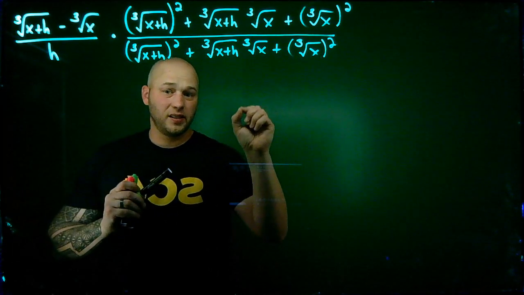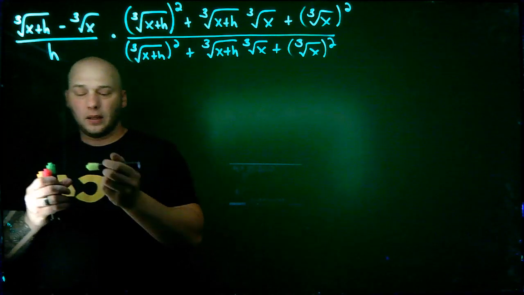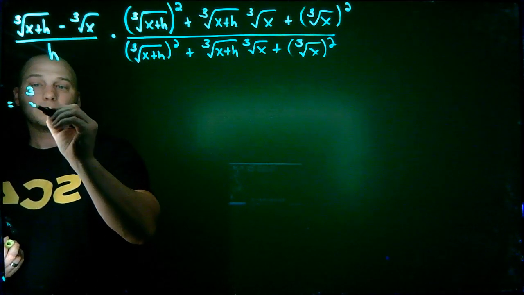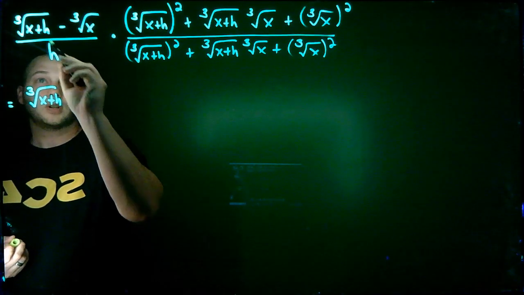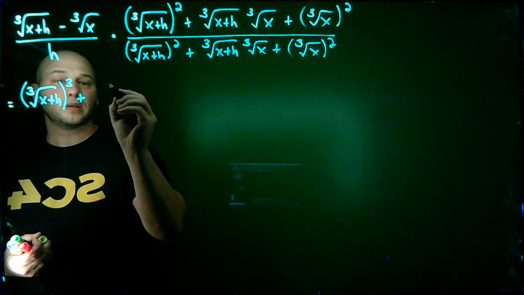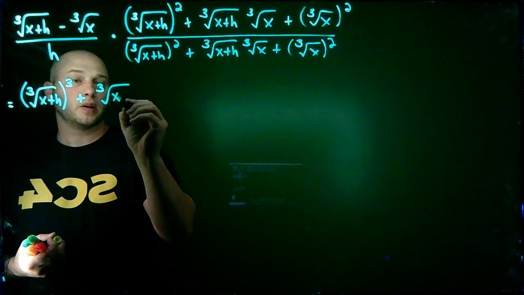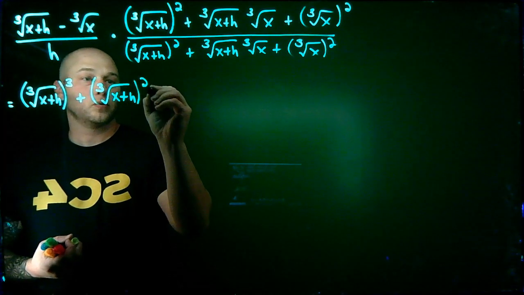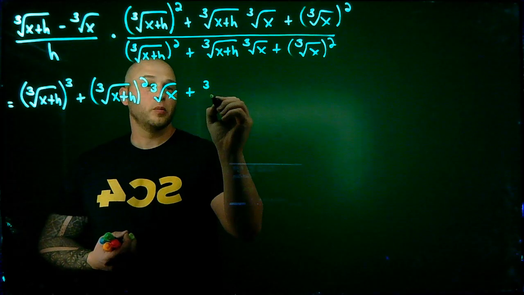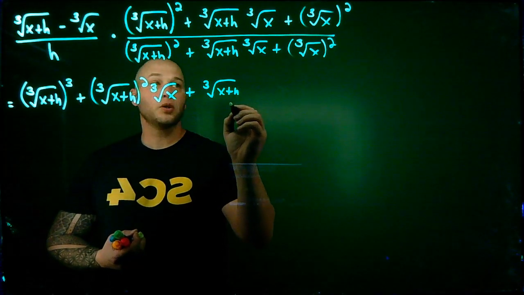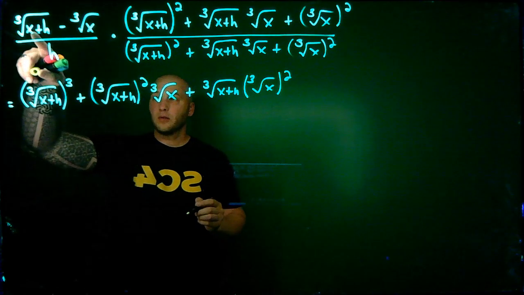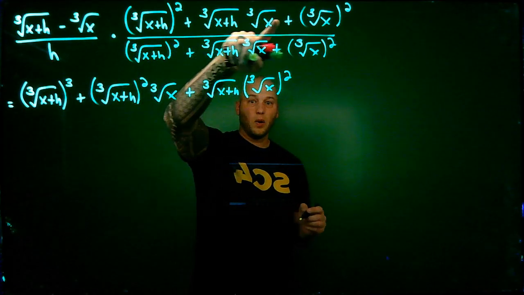I'm just going to call it C for conjugate. And so therefore I get the following. I'll go ahead and multiply this out. I would have the cube root of x plus h times this one, which means that's that cubed, and then plus cube root x plus h squared, cube root of x, plus cube root x plus h times the cube root of x squared. So that's what I get when I take this first term here and distribute it through all three of those.